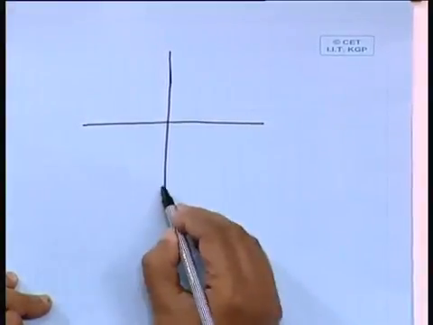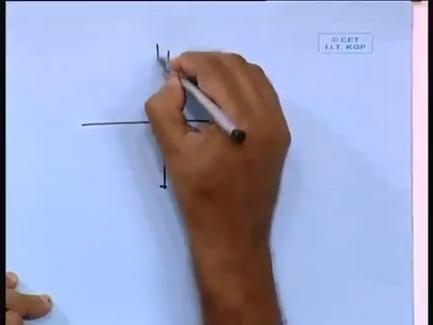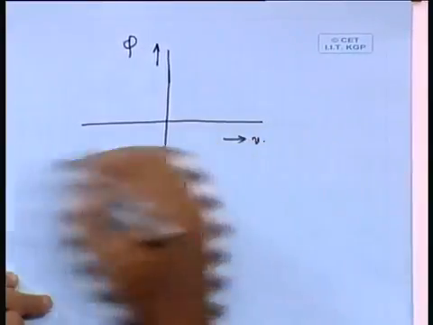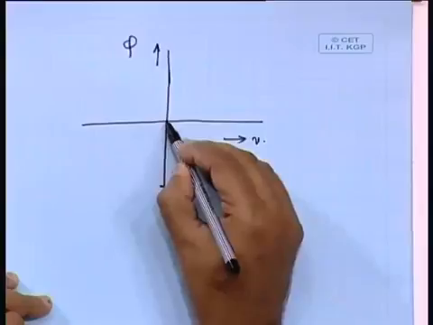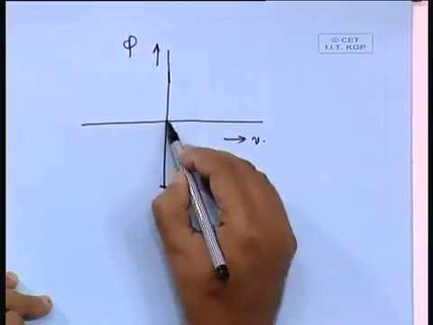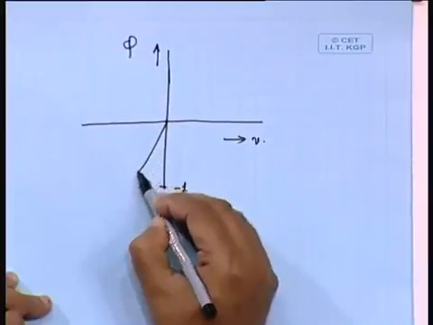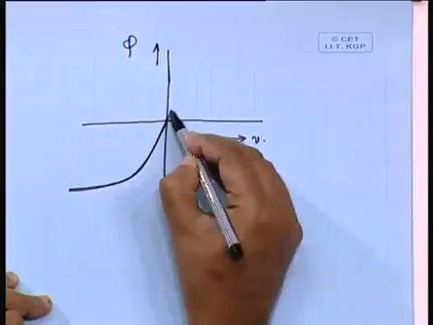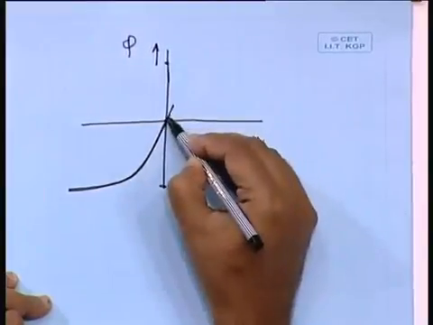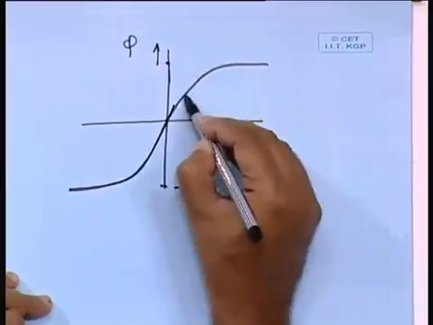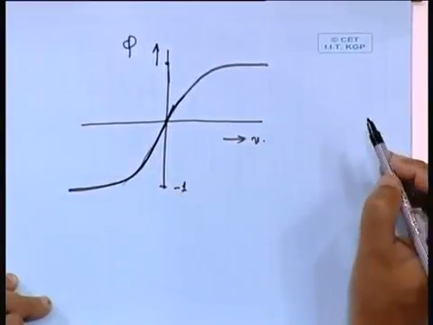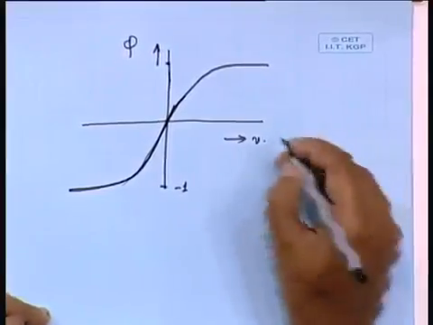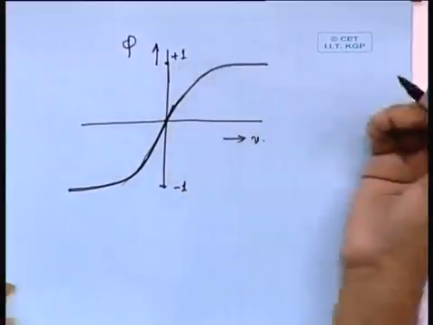So if this is -1, on this axis we are plotting the phi function, and on this we are plotting the v function. v could be positive, v could be negative, and when v is equal to 0, phi is going to be 0. In all other places, it's going to asymptotically reach -1 at this end, and if this is +1, then it's going to have a shape like this. So this is the realization of the tan hyperbolic activation function. Here the range is +1 to -1.